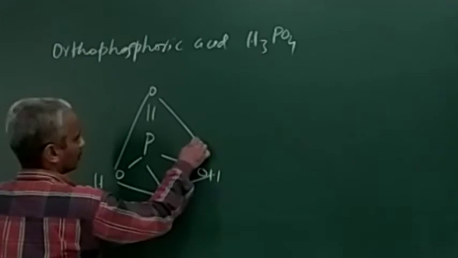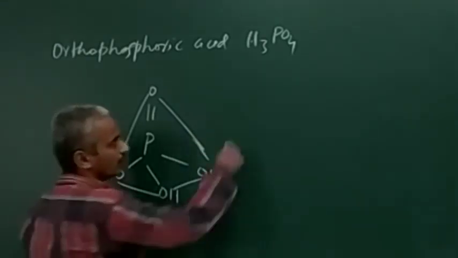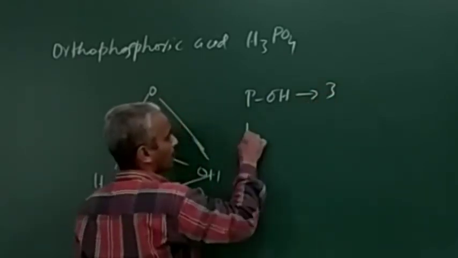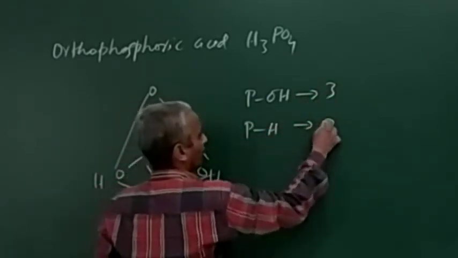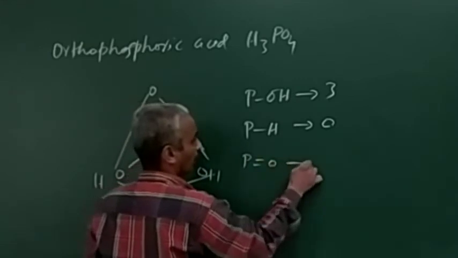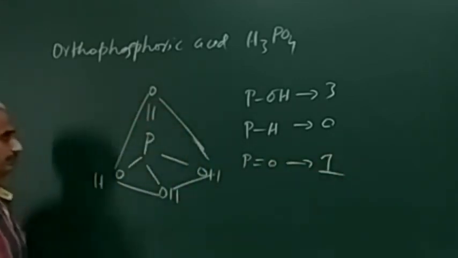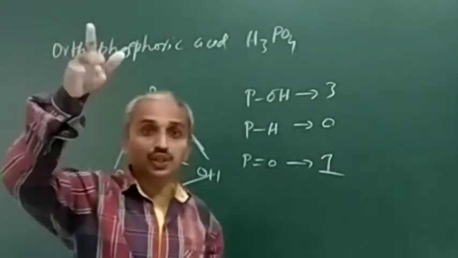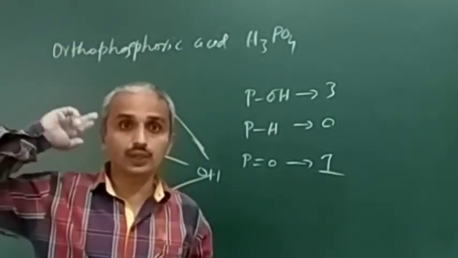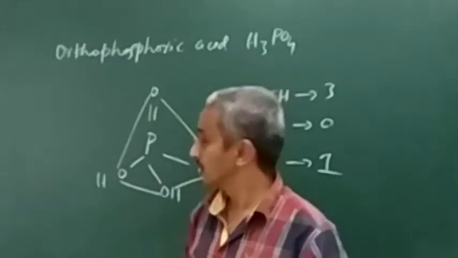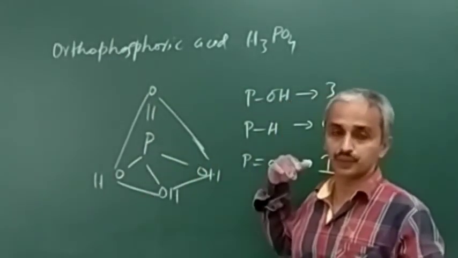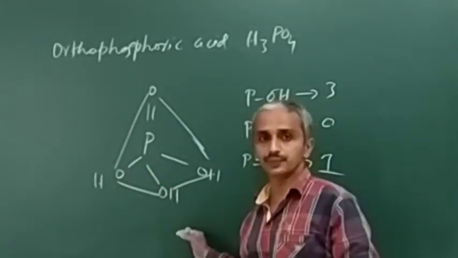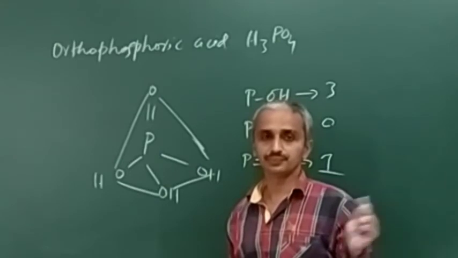Okay. So what happened here? POH bonds are 3 in number. PH bonds are 0 in number, P double bond O is 1 in number. And among the 3 oxo acids of the phosphorus I mentioned, this has the maximum capacity of donation of H, because 3 hydrogen can be donated. Means it's the strongest acid.